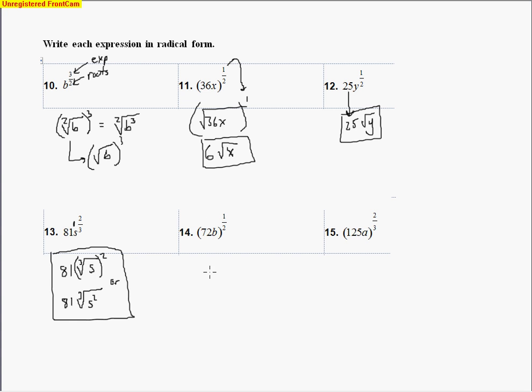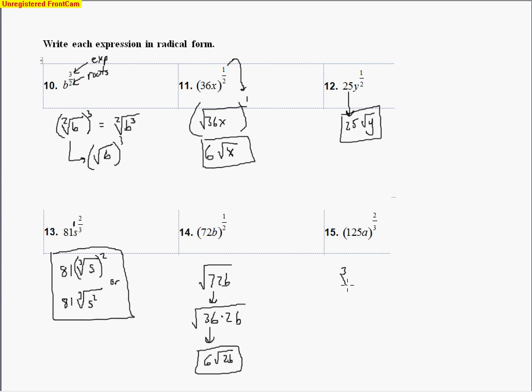See, 72 is not a perfect square. B is not either, but there is a perfect square in 72. So that's what you want to think of. Think of perfect squares. Think of like 36. 6 times 6 is 36, and 36 goes into 72 2 times. So this is the same thing. Now I could go ahead and take the square root of the individual factor here, and I'm left with 6 square roots of 2b. So on the next one, I have a cubic root.